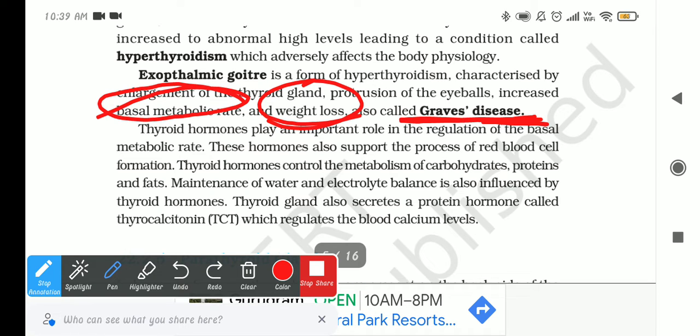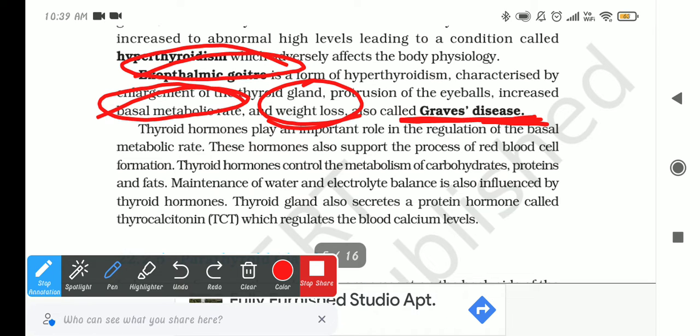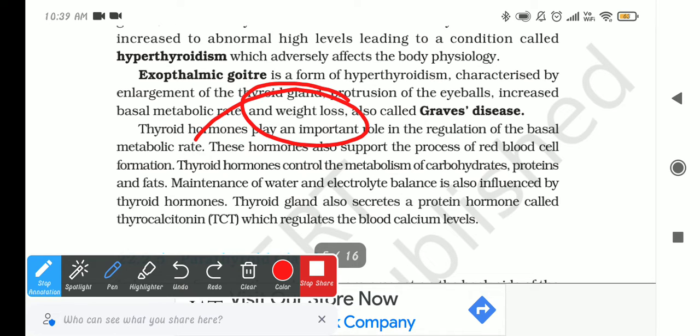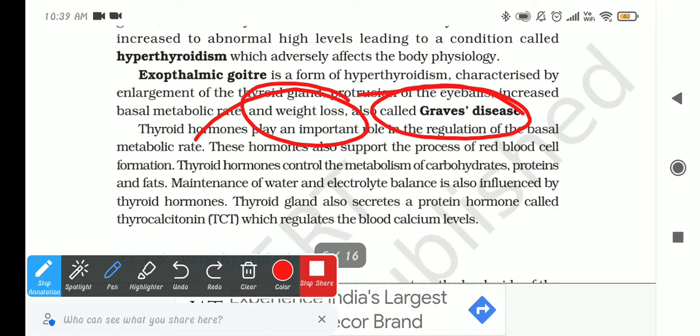The person who is going through exophthalmic goiter looks like a skeleton, like a grave type of look. That's why it is also called Graves' disease, because the eyeballs protrude, so it will look very terrible. And it will also lead to weight loss. So it is called Graves' disease.